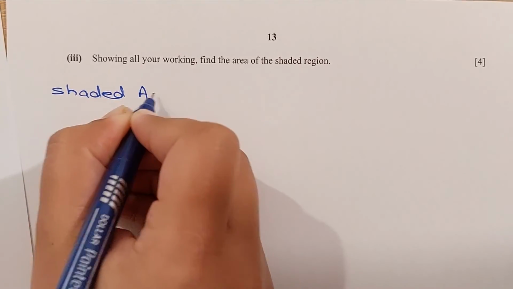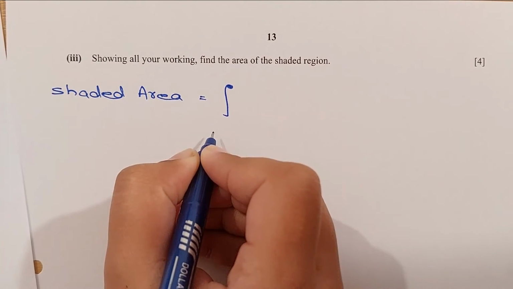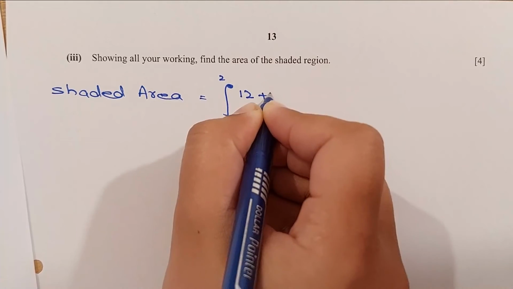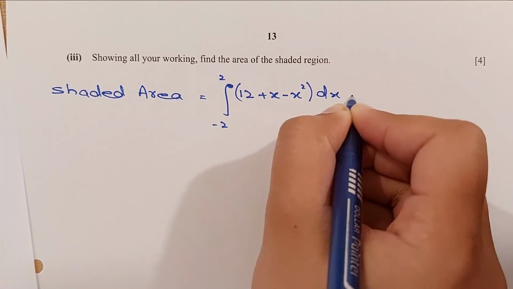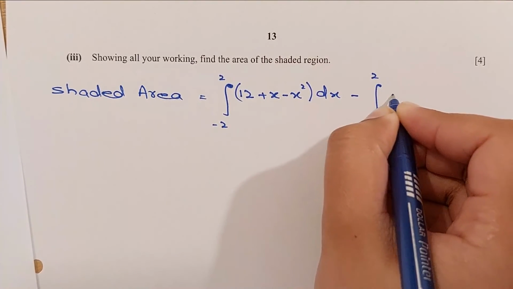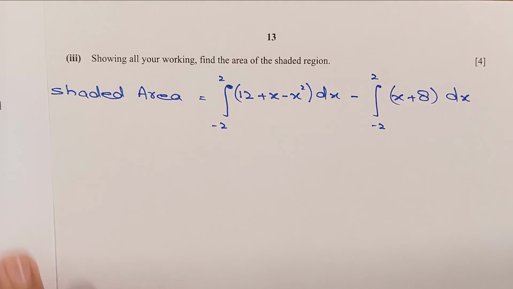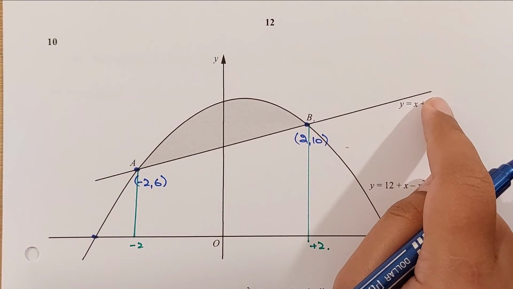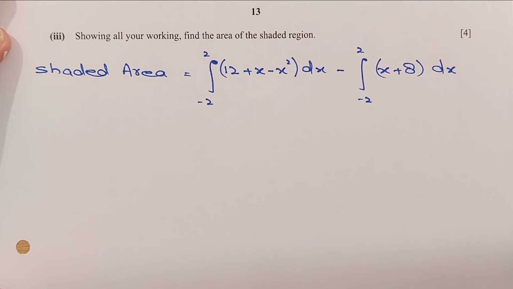Shaded area is the area of the curve, integration of the curve between -2 to +2. The curve is 12 plus x minus x square with respect to dx. Subtract the integration of the line from -2 to +2, which is x plus 8 with respect to dx. We are subtracting curve minus line because the curve is above the line. If the line is above the curve, we do line minus curve. So let me simplify it.